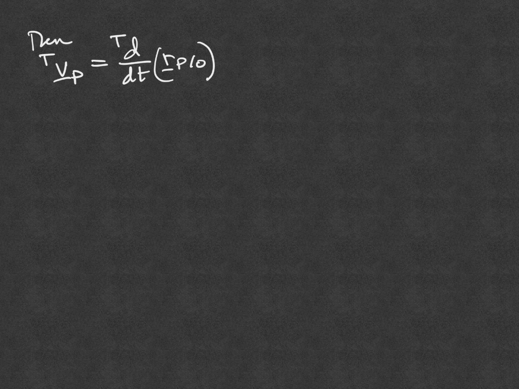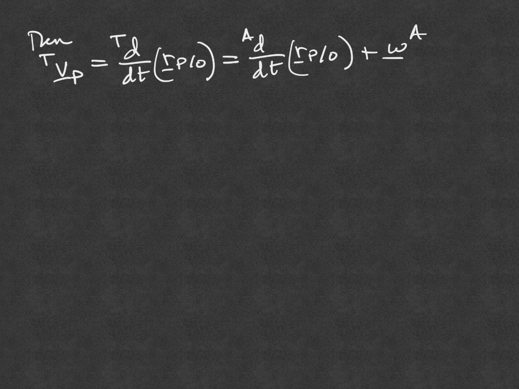So then, the velocity of p as viewed by an observer fixed to the track is equal to the rate of change as viewed by an observer fixed to the track of the position of p relative to O. But the position of p relative to O is expressed in terms of coordinates fixed in the frame A. So I apply the transport theorem, and I get d dt in A of the position of p relative to O plus the angular velocity of A relative to t crossed with the position of p relative to O.